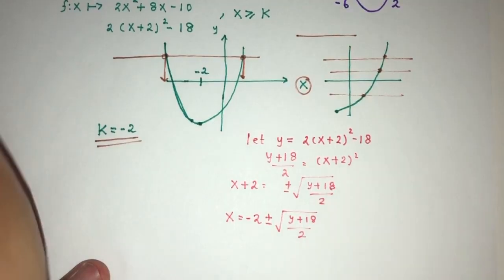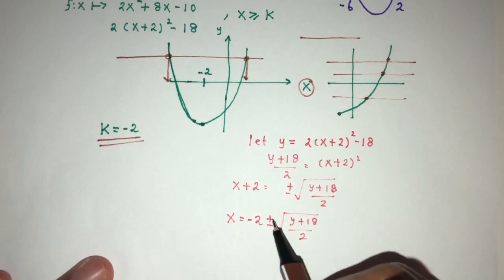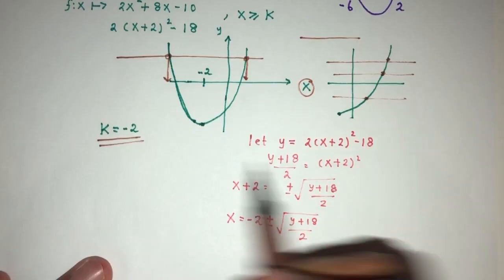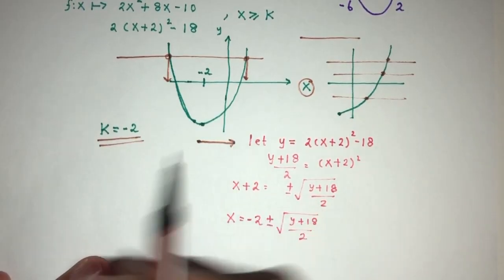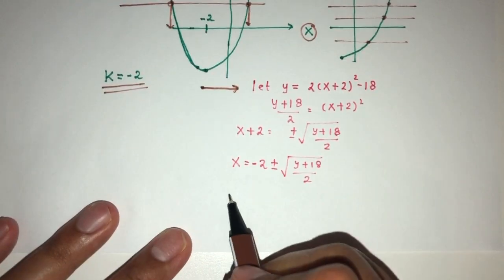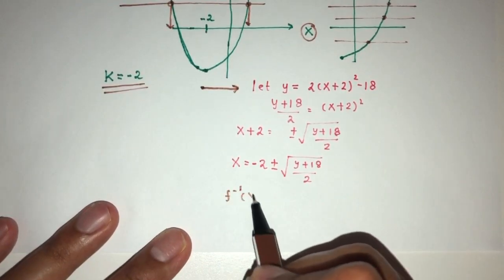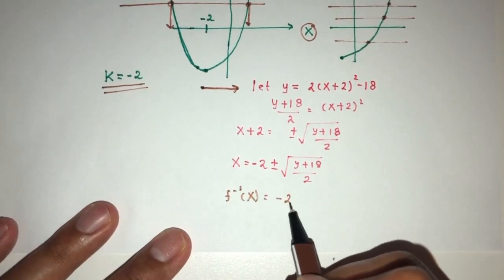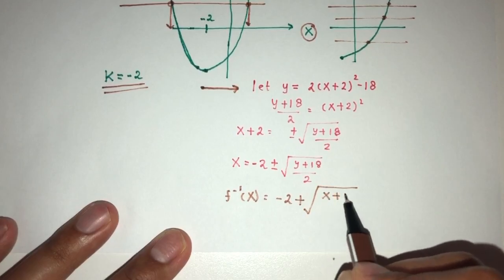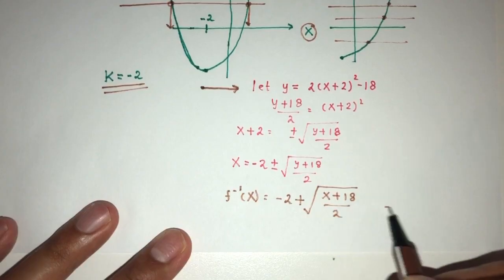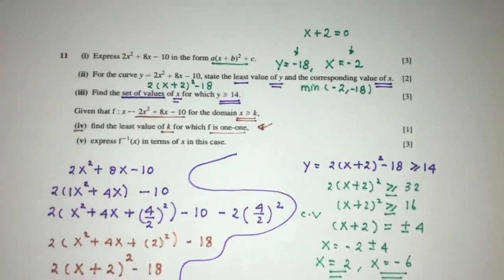Okay, so as we can see, we have two possible values here, but again, the value of k or x has to be more than this, it has to go on the positive side. So f inverse in terms of x has to be minus 2 plus, only plus, the square root of (x plus 18) over 2. Okay, and that will be your answer for the last part of the question when it comes down to functions.